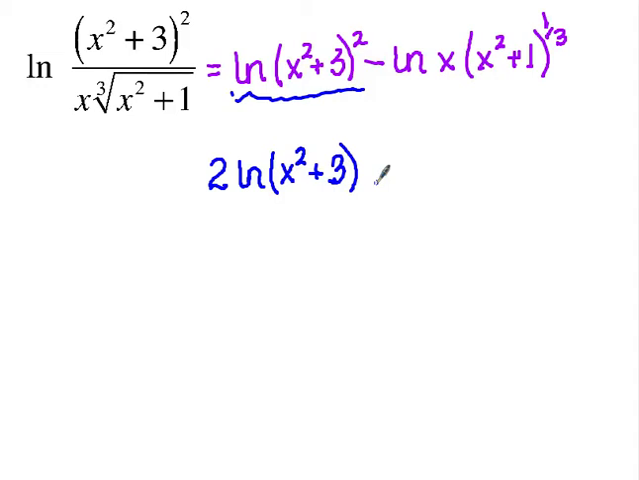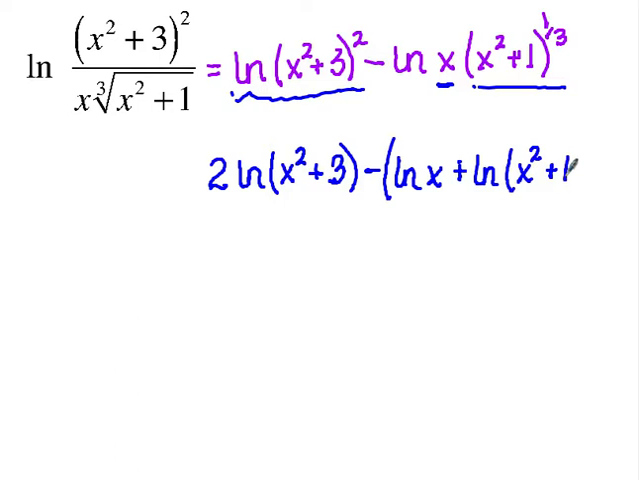I can't do any more with that because the x squared plus 3 is a quantity. Minus, what can I do with this next one? Actually, I'm going to break this into 2 distinct parts first. Minus ln of x, plus ln of x squared plus 1 to the 1/3. And once I get that down, I'll give you a moment to look at that and see if you understand what I did.